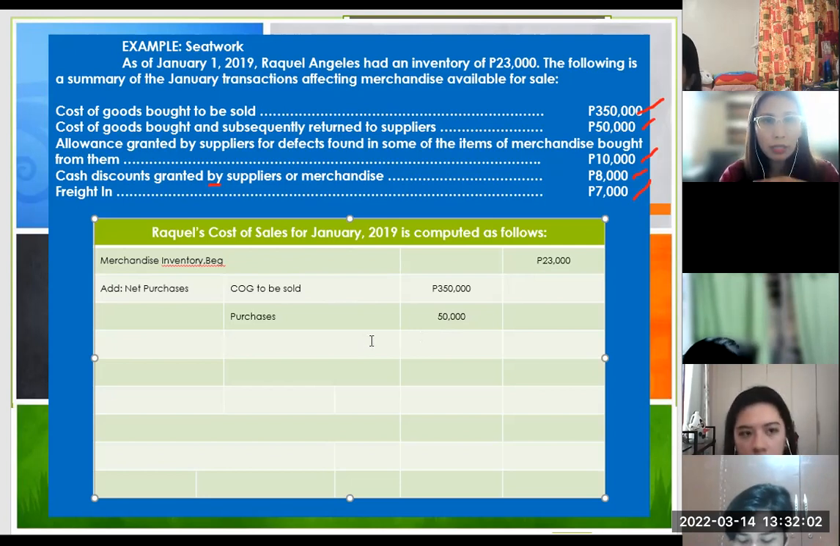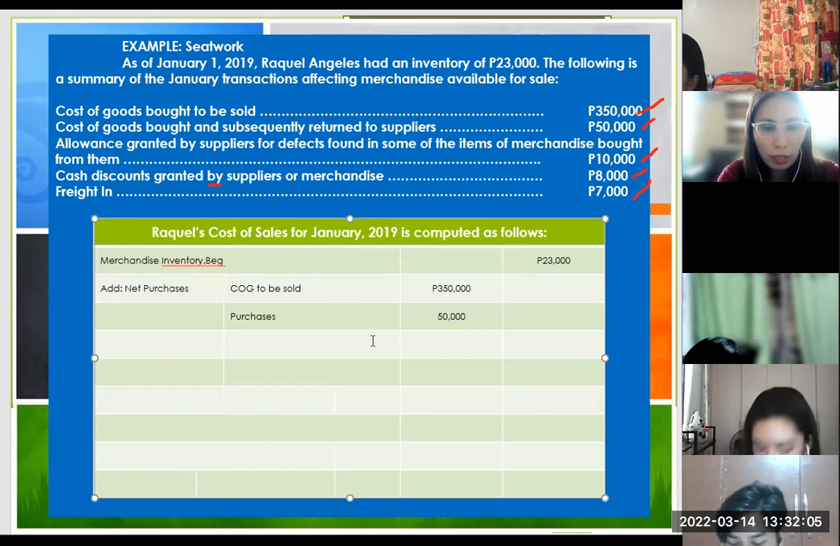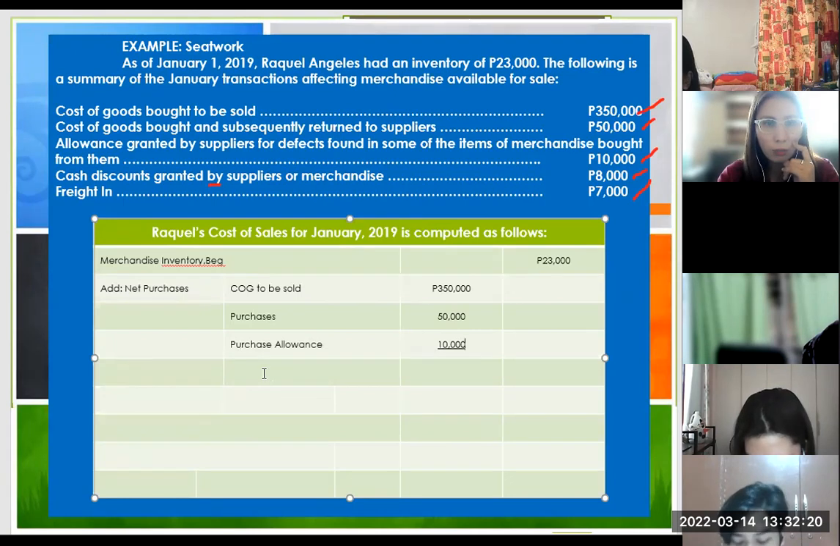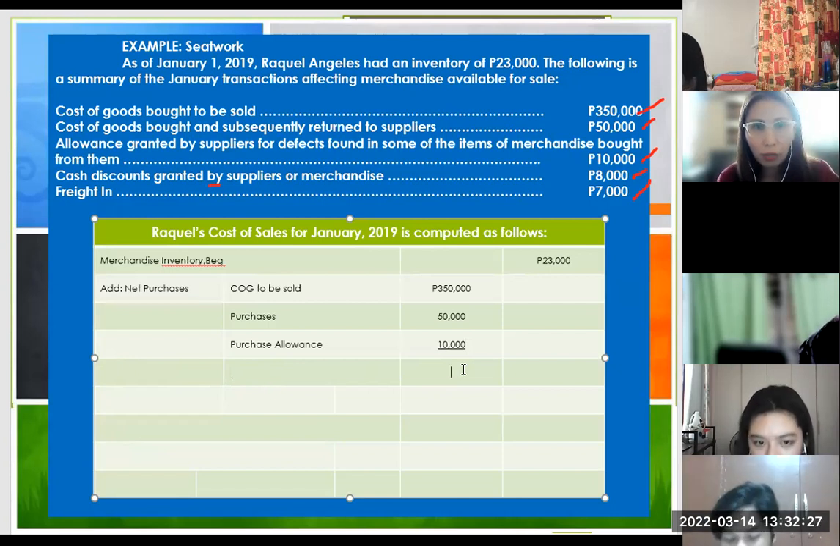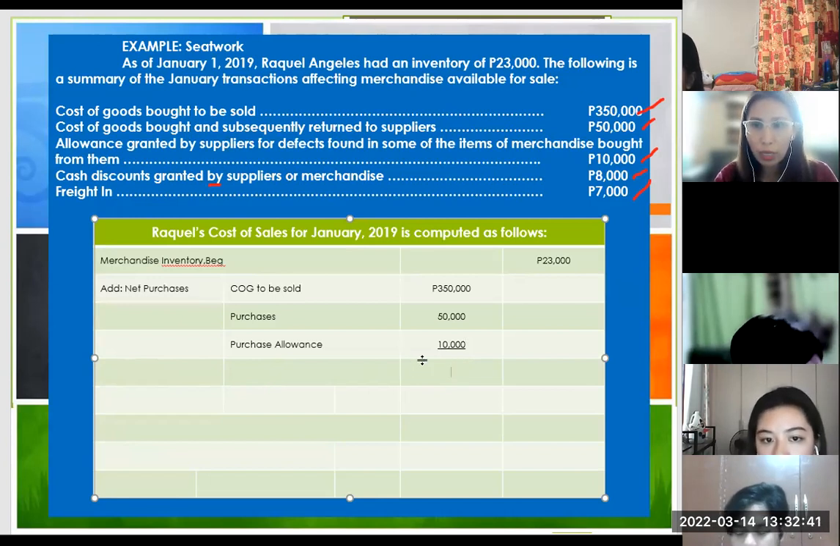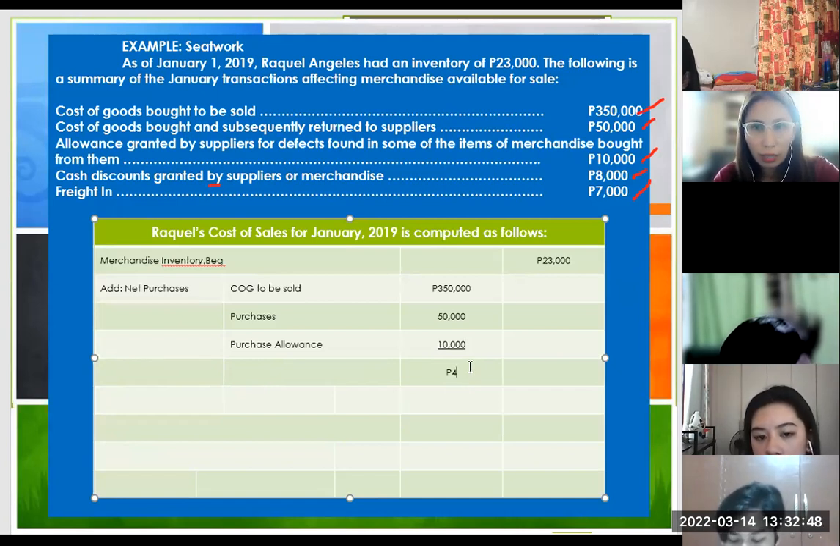Allowance granted by suppliers for defects found. So another purchase allowance. Magkano yung purchase allowance? It's 10,000 pesos. Tama. Now we have the amount. So magkano yung amount? Add muna natin tong net purchases. 350,000 plus 50 plus 10, we have 410. Correct, Ms. Jamela, 410,000 pesos.